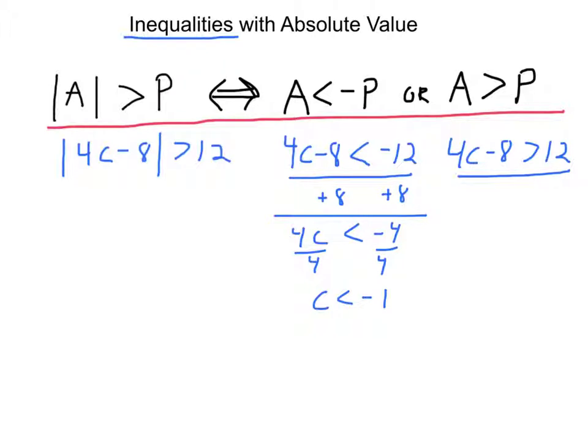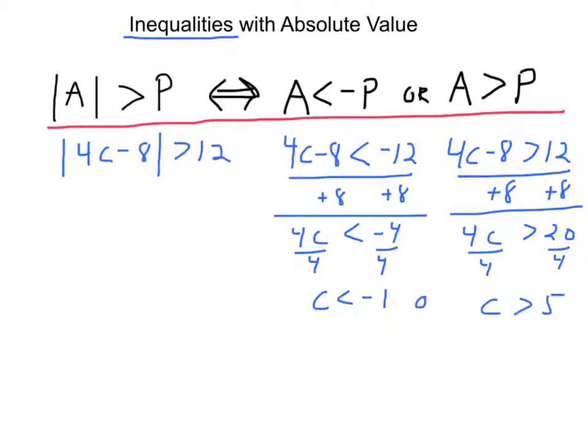And then we'll do a similar process for the other inequality. Add 8 to both sides. So 4c is greater than 20. Divide by 4. So c is greater than 5. And the word that would connect those would be the word or, meaning you're going to combine the two together.